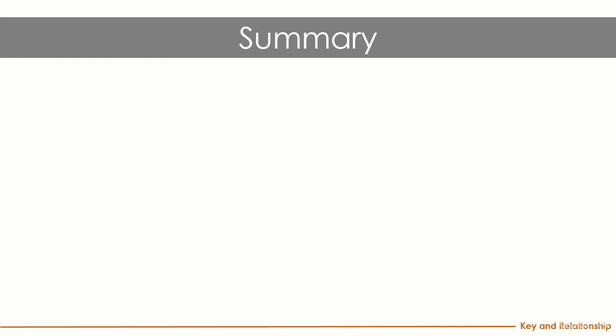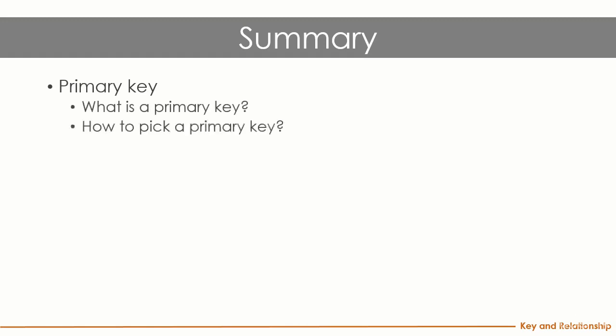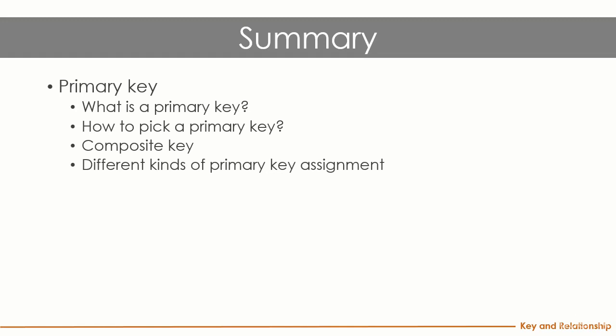Let's summarize what we talked about in this lecture. We talked about the primary key: what a primary key is, how to pick a primary key, how we can make a composite primary key rather than just a single column key, different kinds of primary key assignment mechanisms, and how to define the primary key in Visual Paradigm.